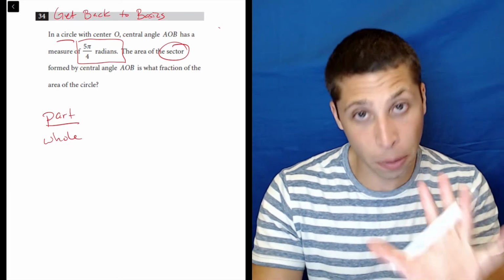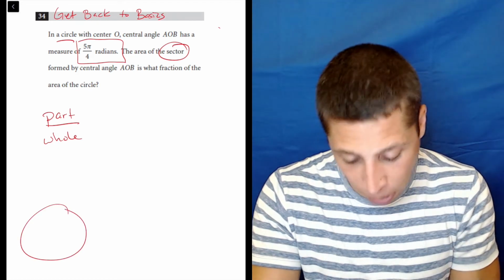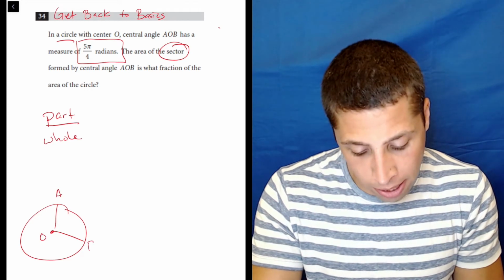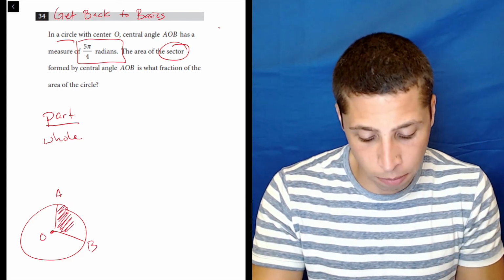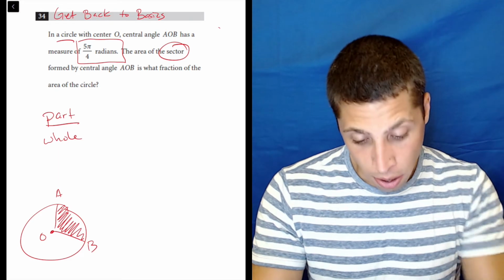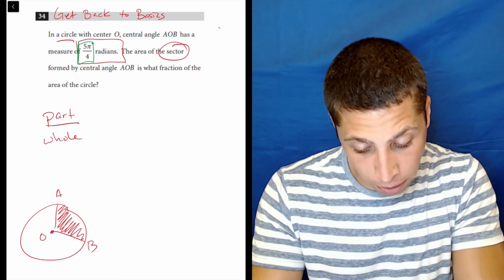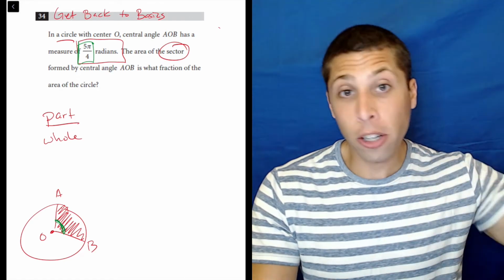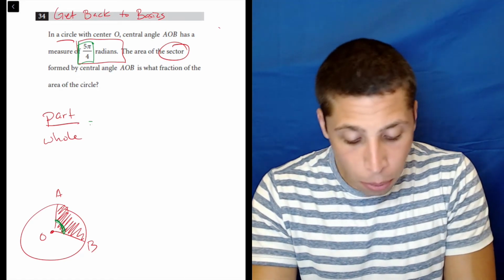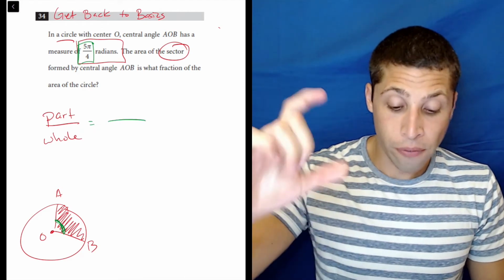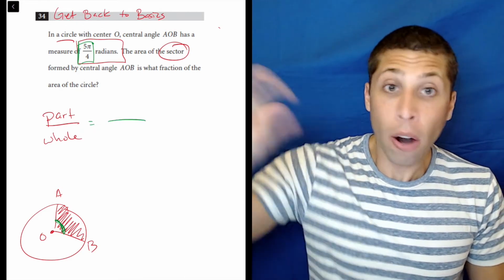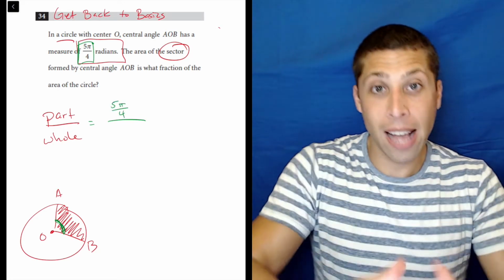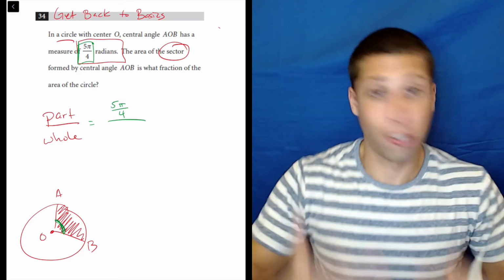So let's put a picture here. I think that might actually help us. So we have a circle, and they're telling me, this is not to scale or anything, but OB is this sector. And so we're trying to figure out some stuff about this sector. So the thing that they're giving me with this 5 pi on 4 is the measure of this angle in radians. So it's part of the circle. So when I put it in my fraction, 5 pi on 4 is the part, so it's going to be up here on top. So yeah, we have a fraction within a fraction. It happens. Not a big deal.